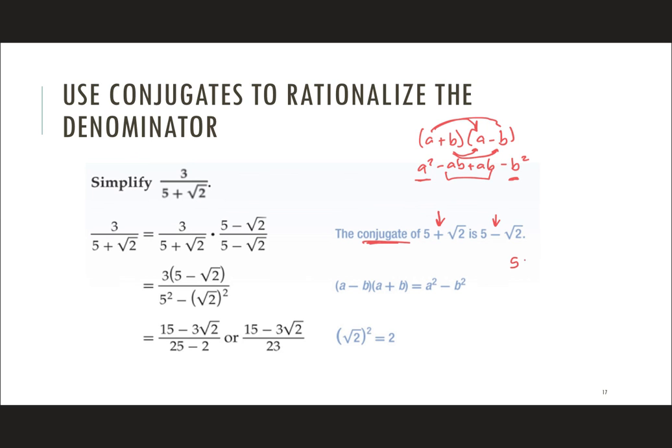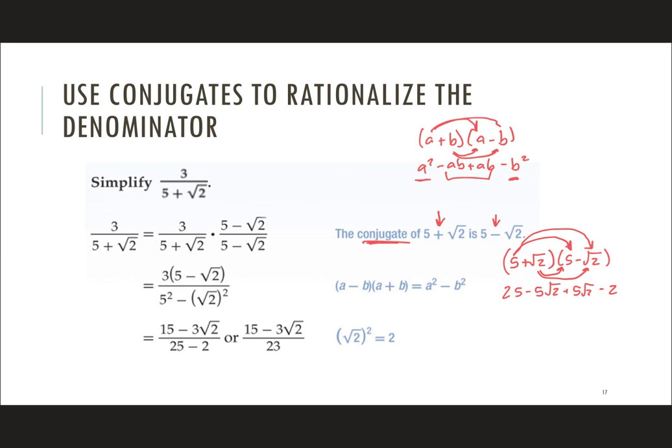If I take 5 plus radical 2, and I multiply it by 5 minus radical 2, when I distribute, I'm going to have 5 times 5, which is 25. 5 times negative root 2, plus 5 root 2, and then the square root of 2 times the square root of 2 is negative 2, because a radical multiplied by itself is just that inside number.